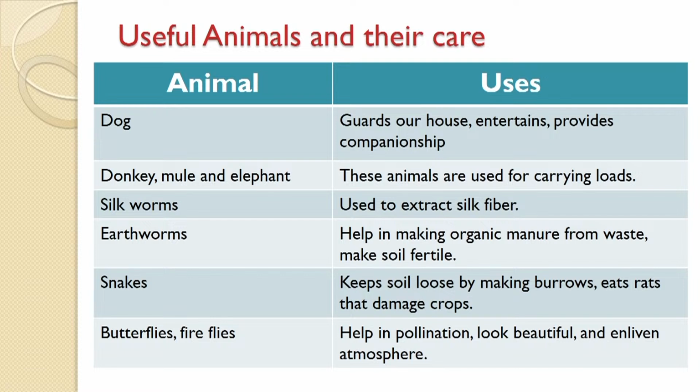And the last one comes the butterfly or firefly. These are particularly helpful in pollination, and also they are very useful for aesthetic purposes, and pollination is one of the most important ecosystem functions that is performed by them. If the crops are not pollinated, there will be no flower and there will be no fruits. So that's why butterflies and fireflies indirectly help in food production.